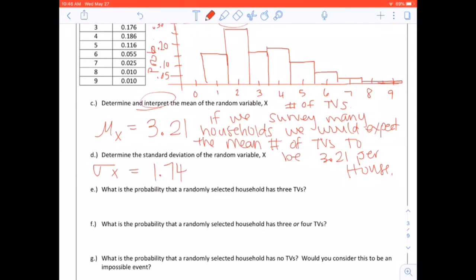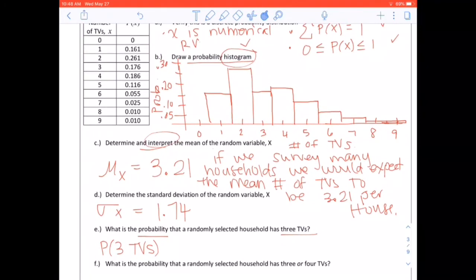Okay, for E, it says, what is the probability that a randomly selected household has 3 TVs? So this is going to be the probability of owning 3 TVs. And so we are going to go back up and look at our probability distribution that we have up here. And so 3 TVs, the probability of having 3 TVs is equal to 0.176.